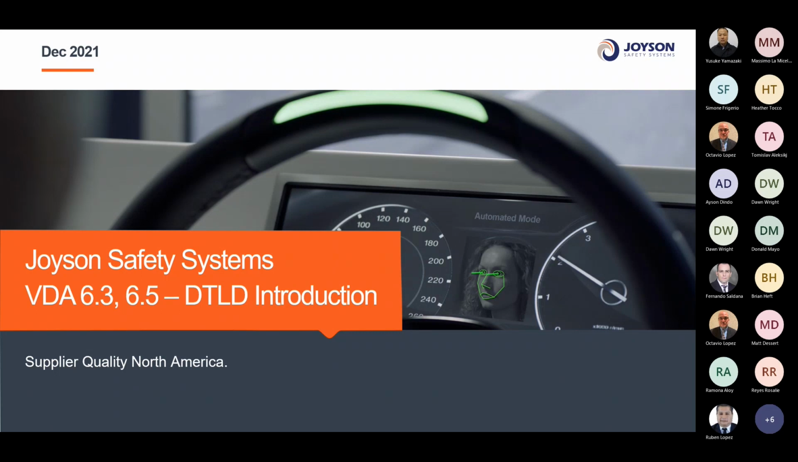We discussed also presenting VDA 6.5, but the slot of time that we have scheduled for today will not be enough. So we prefer to dedicate it today to VDA 6.3, which is the process audit, and the D-TLD audit. In the future we will have either another VDA 6.3 plus 6.5 training or only 6.5. Yusuke will let you know at the proper time.